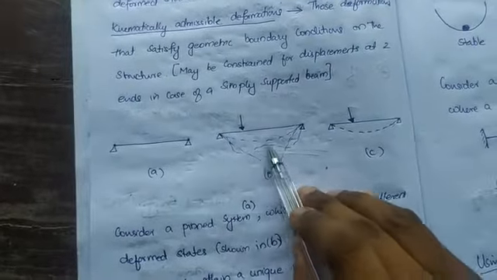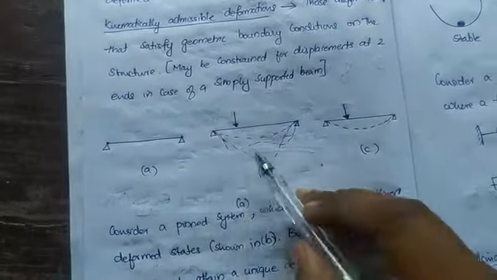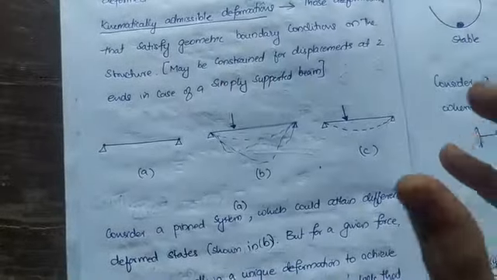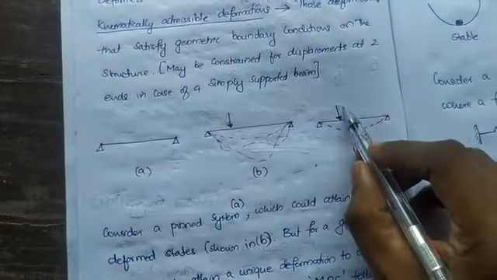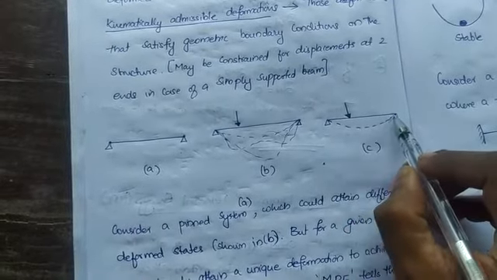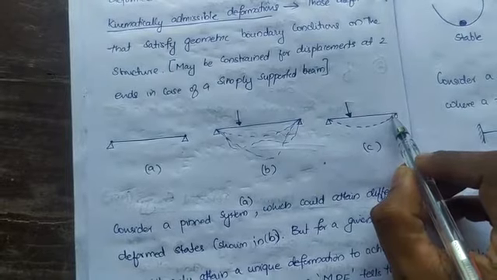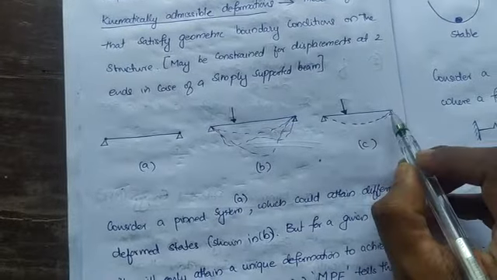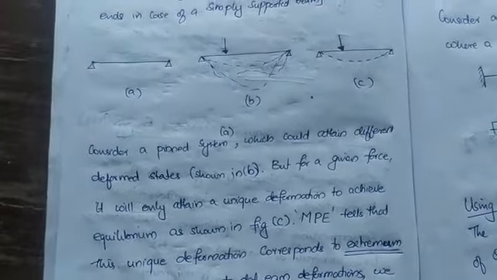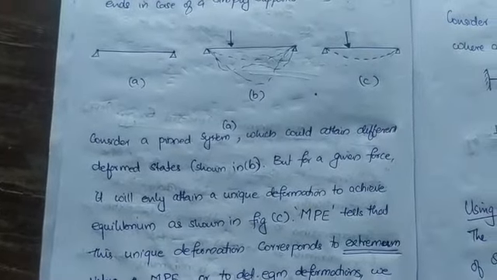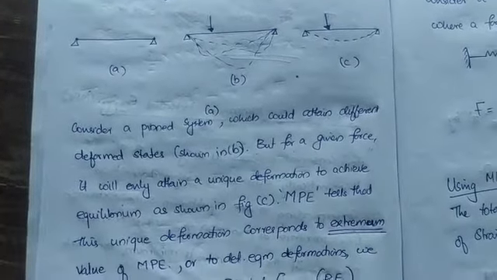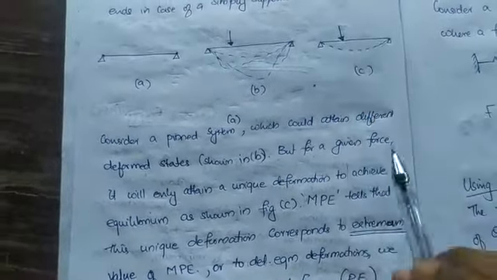Initially the system could have deformed in all these ways, but for a certain value of force to attain equilibrium, it can bend like a certain type only, or it can bend like this only. Consider a pinned system which could attain different deformed states, but for a given force it will only attain a unique deformation to achieve equilibrium, as shown in figure C. Right?